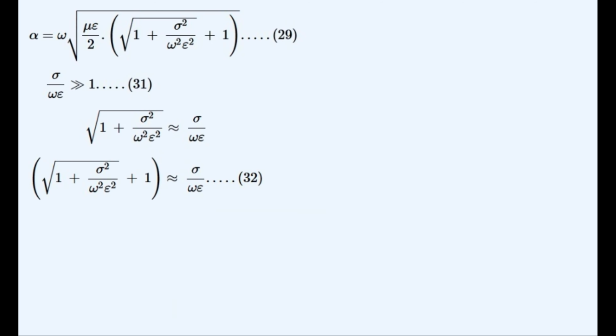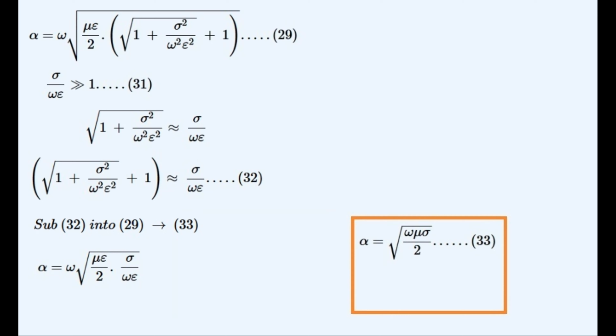And we can even expand this approximation to include this next approximation. And so we can substitute this approximation into equation 29, the equation we're trying to simplify, to give us this equation. And so finally we end up with this much simpler formula for alpha. We can similarly find the simpler formula for beta, so beta and alpha are equal. And so we can use this value of alpha to find the skin depth delta.